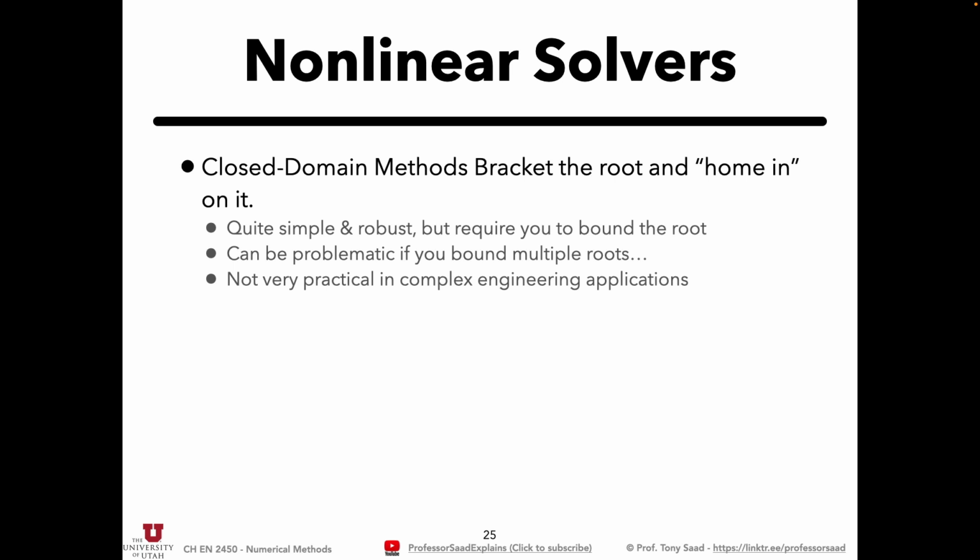You say, I have a root somewhere between these 2 points. Treat those 2 points as your bracket, then cut that interval in half. And then check again, is the root to the left side of this half or the right side? Then take that half and cut it in half again, and so on, until you converge to that root. They're super robust. If you have a bracket that brackets a root, you are guaranteed to converge.